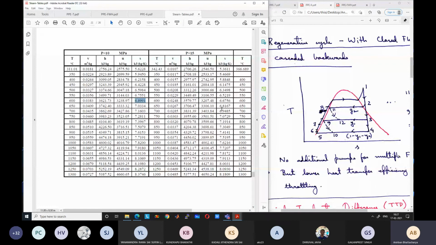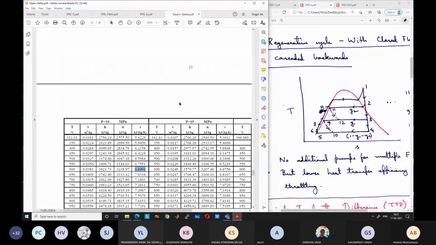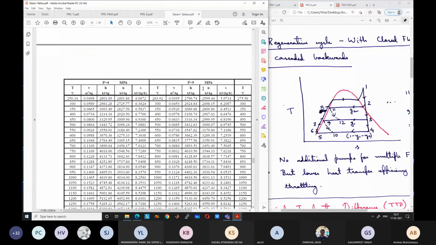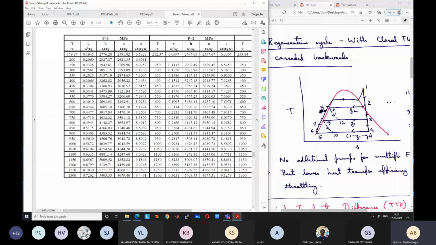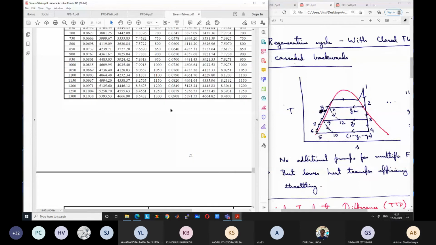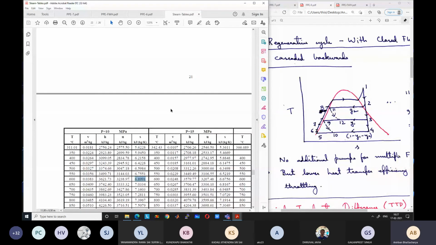So we know the pressure at point 2 and entropy. Say the pressure at point 2 is, I'm just giving some value, 1 MPa, and entropy is already 6.8991. So I have to go back to the 1 MPa pressure table and find the entropy 6.8991.